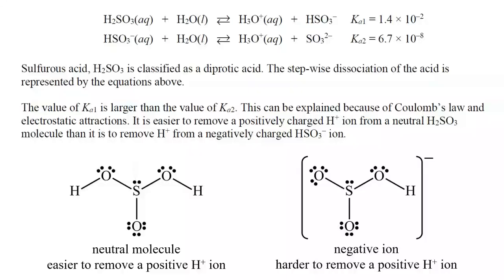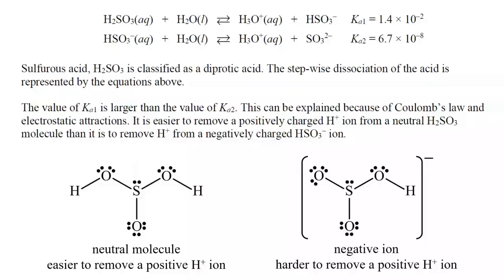So H2SO3 can lose two H+ ions. There's a Ka1 for the first ionization event, and there's a Ka2 for the second ionization event. If you had a triprotic acid such as H3PO4, or phosphoric acid, you could also have a Ka3. So sulfurous acid, H2SO3, is classified as a diprotic acid, and the stepwise dissociation of the acid is represented by the two equations shown above.